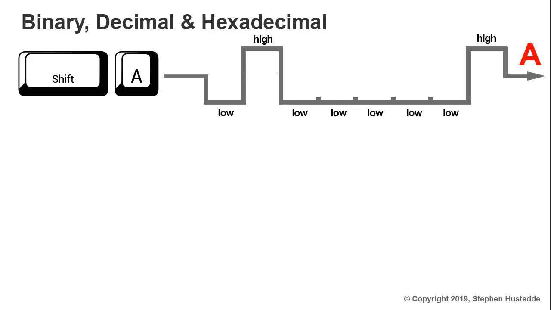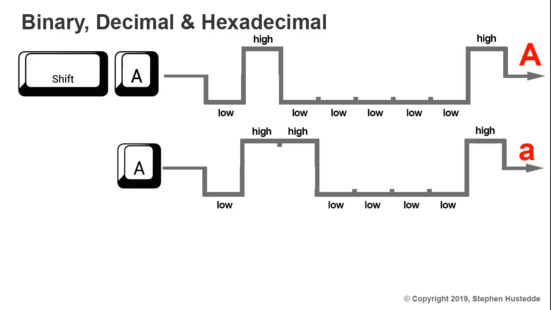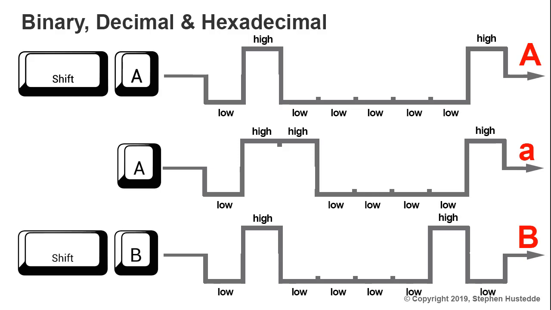When I press Shift A to create a capital A on the computer, the keyboard is sending a signal, either through the cable or through wireless, of a high and low voltage sequence. In this case, that sequence is low, high, low, low, low, low, low, high. And that represents a capital A. If I don't hold the Shift key down, I'm going to get a small a, and the sequence is slightly different. Here I'm getting a low, high, high, low, low, low, low, high. If I do a Shift B, or a capital B, it's a totally different sequence.